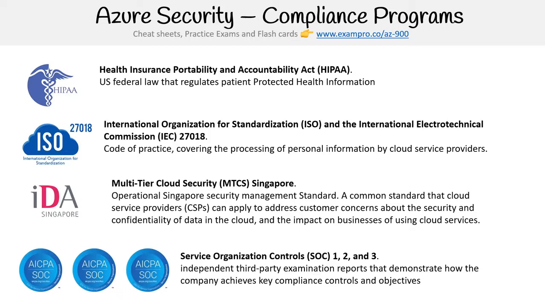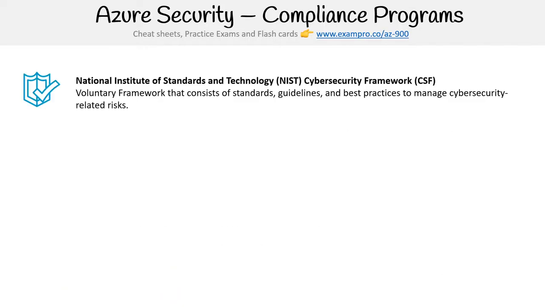This one you want to remember: Service Organization Controls, SOC 1, 2, and 3, independent third-party examination reports that demonstrate how the company achieves key compliance controls and objectives. Yeah, I know there's a lot. Sorry. Then we have the National Institute of Standards and Technology, NIST Cybersecurity Framework, CSF. You definitely want to know this one. It's a voluntary framework that consists of standard guidelines and best practices to manage cybersecurity-related risks.